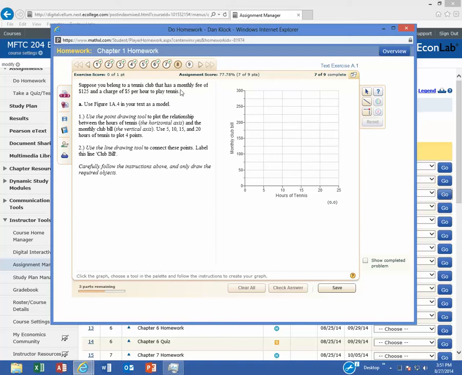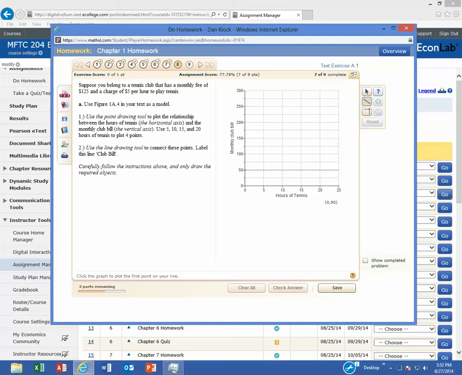Suppose you belong to a tennis club that has a monthly fee of $125. Notice the monthly fee over here on the y-axis, hours of tennis on the right. Use figure 1a, that's this thing here, to draw the point. Use the point drawing tool to plot the relationship between the hours of tennis, a horizontal axis, and the monthly bill, vertical axis, 5, 10, and 15 hours of tennis. So it's $5 per hour for tennis to play. So here I got to go over to the right and use my line tool, as it says. Number 1.